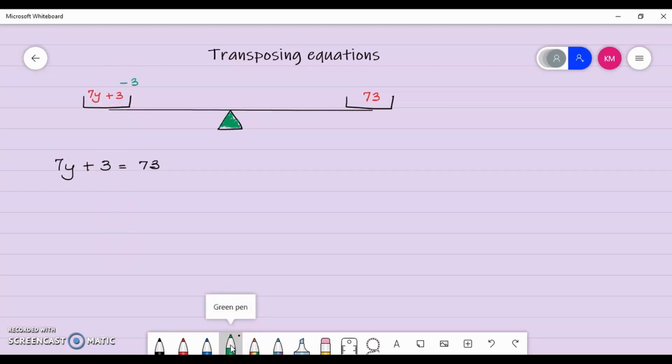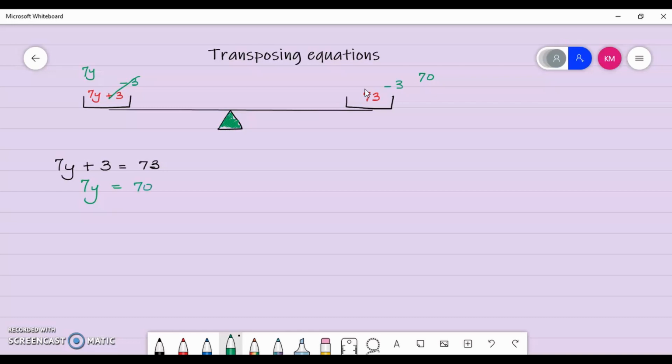And remember, we must keep our scale balanced at all times. So if I'm taking away 3 from this side, I need to take away 3 from this side as well. So I'm going to be left with 7y, and on this side, I'm going to be left with 70. So here, I will have 7y equals 70.